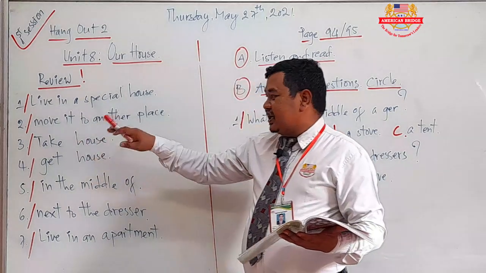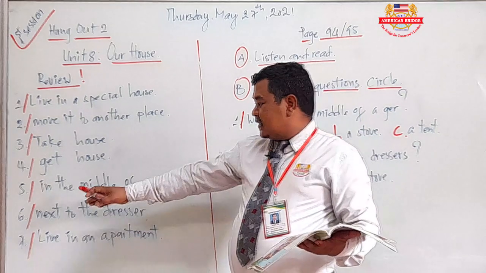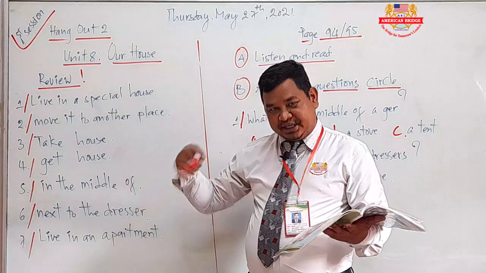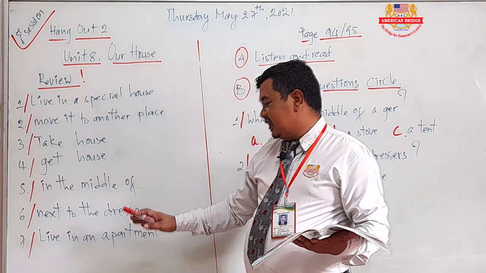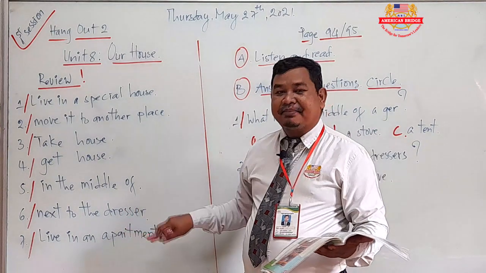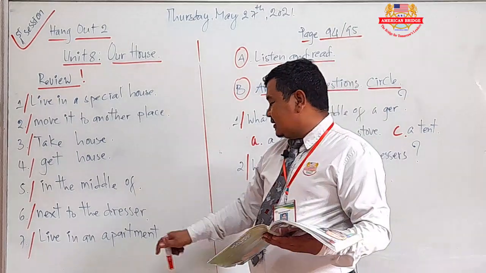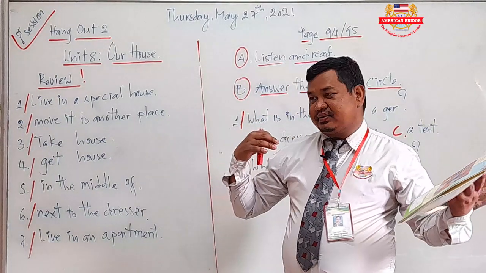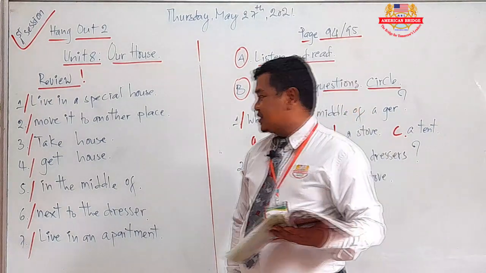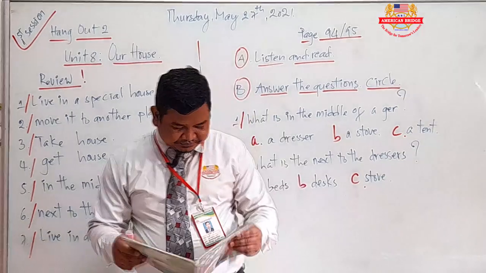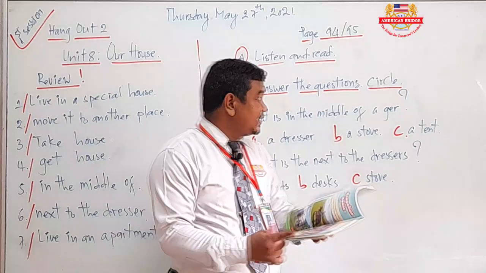This one I just write some phrases because I selected them from our text. In the middle of, next to the dresser, live in an apartment. This one, apartment, we can say flat or house, similar, okay? Apartment means a place that you live in, the same as flat or house, okay? So student, as you already know some phrases in here, now it's time to read, okay?